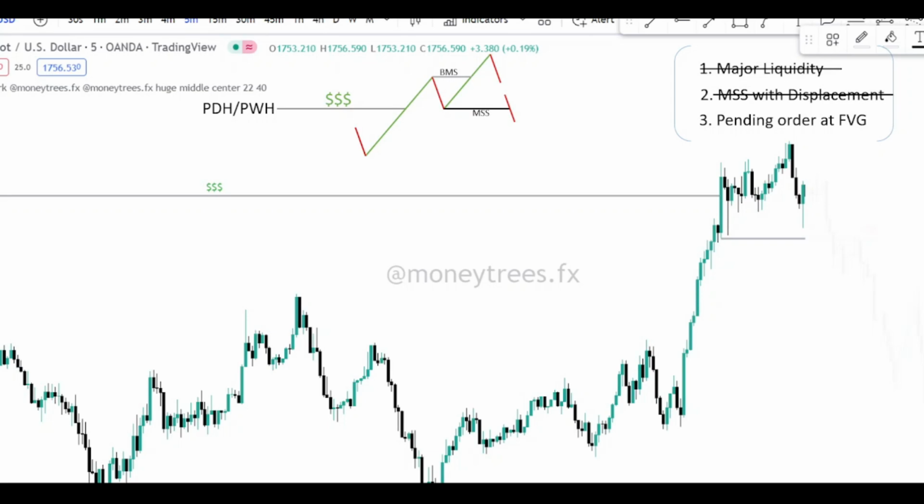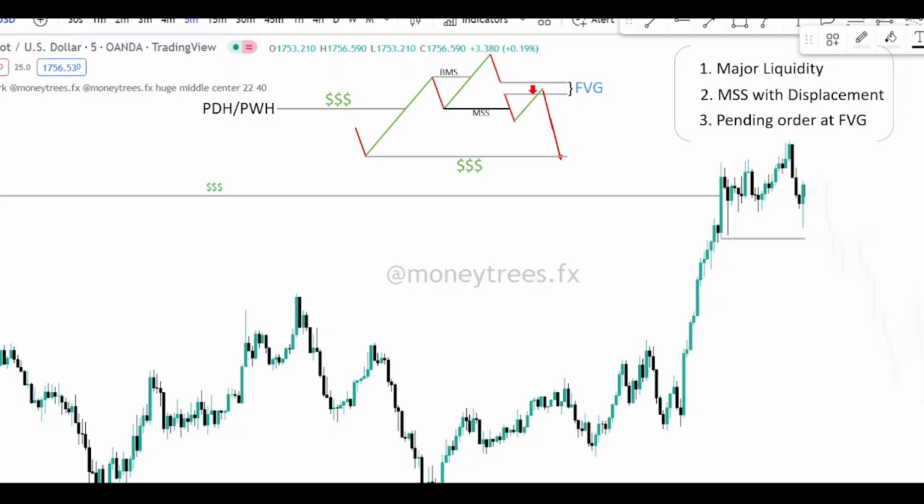If you don't know how to identify a market structure shift, please watch the previous video. Within that displacement, you want to identify a fair value gap and set your limit order and your take profit at the opposite side of the swing. So now let's look at the actual chart.